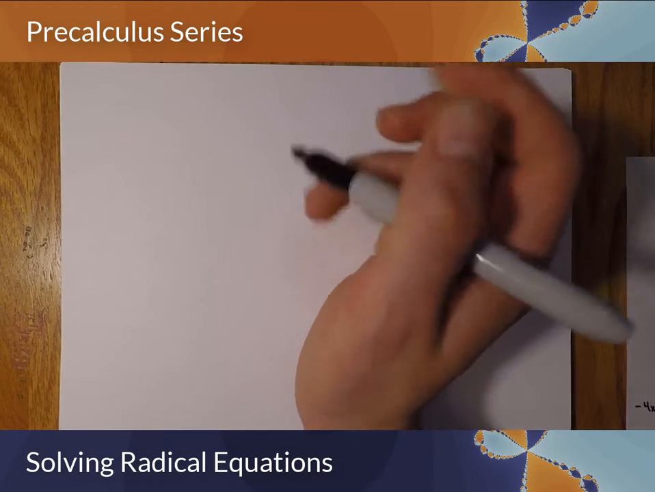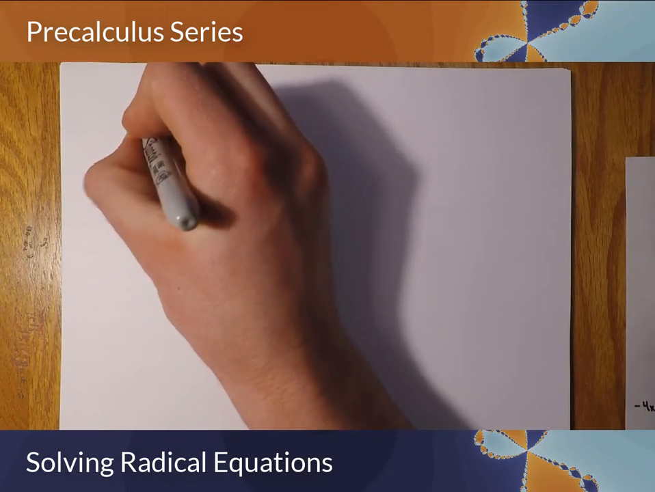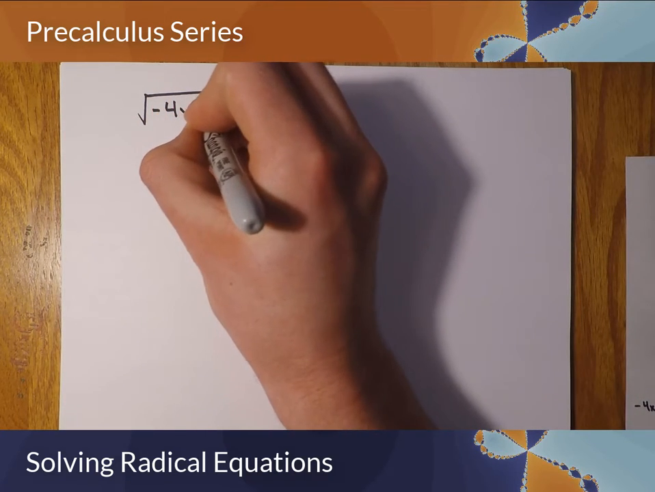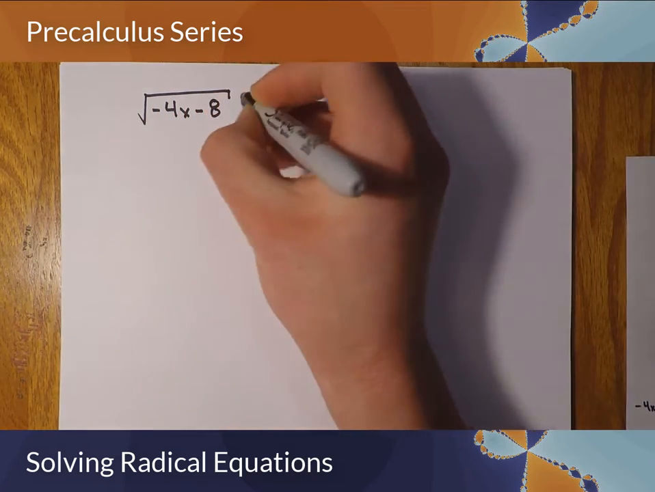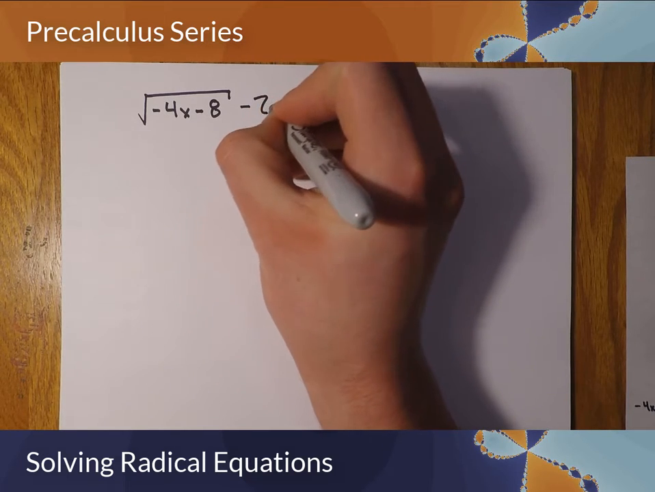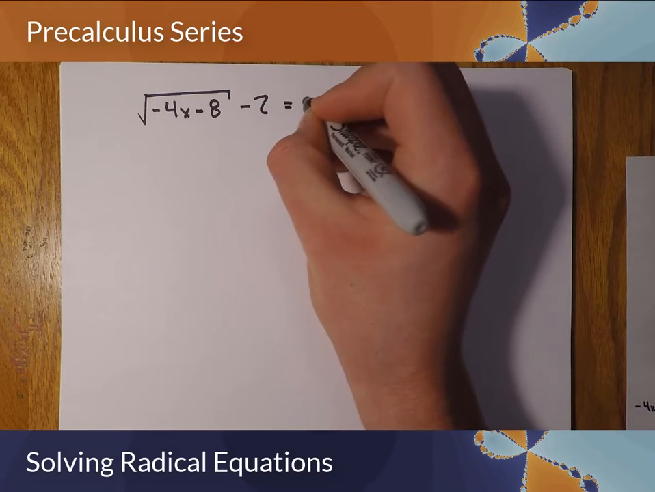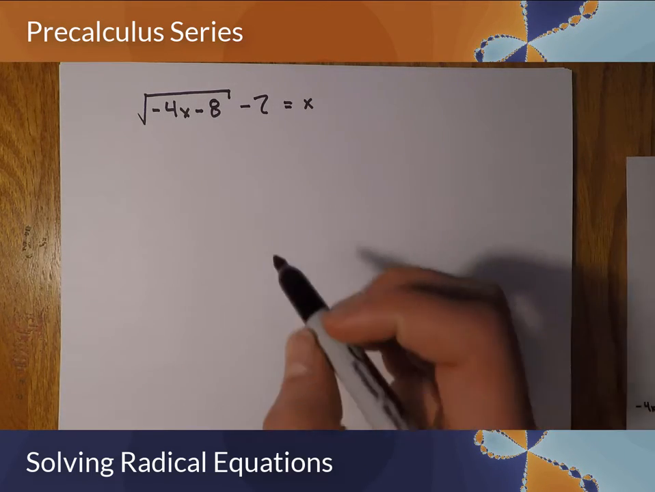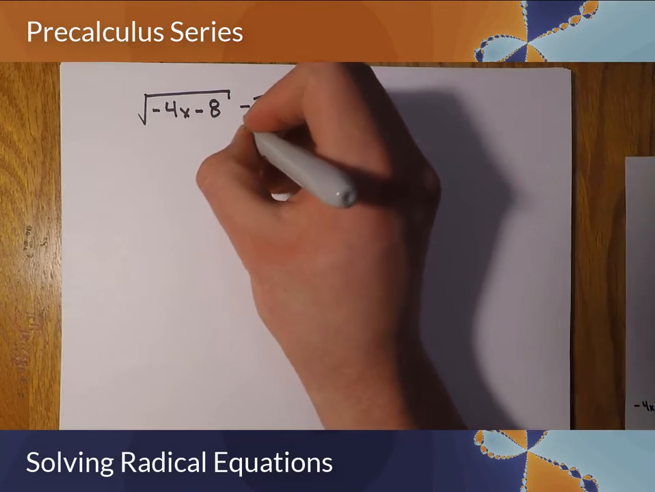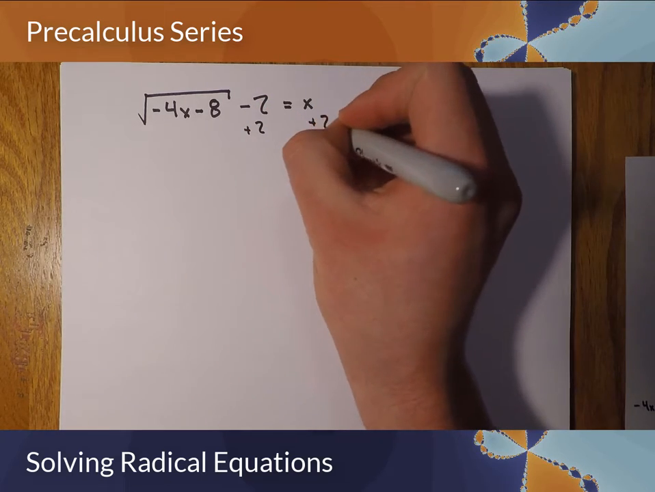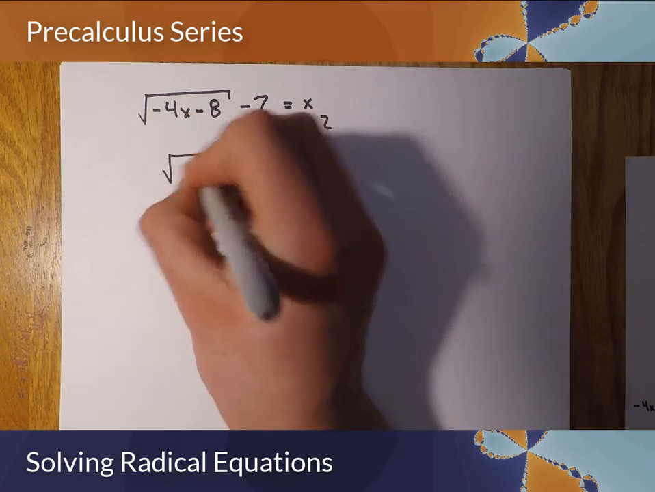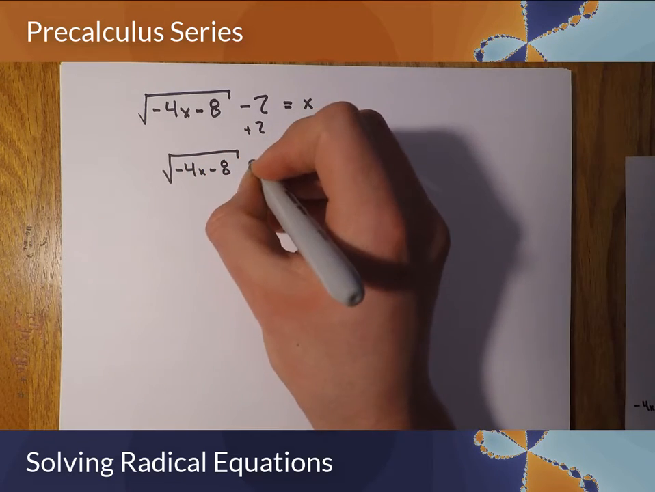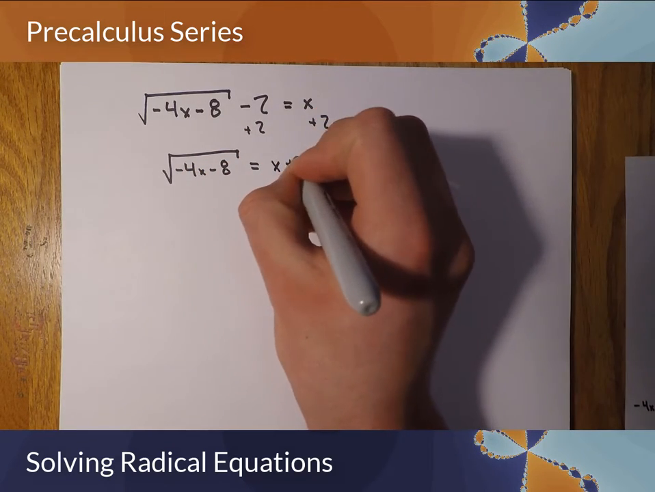All right, so our final problem of this video is the square root of negative 4x minus 8, minus 2, equals x. So now the first thing we have to do is get the radical by itself. So we need to add 2 to both sides. So we get the square root of negative 4x minus 8 equal to x plus 2.